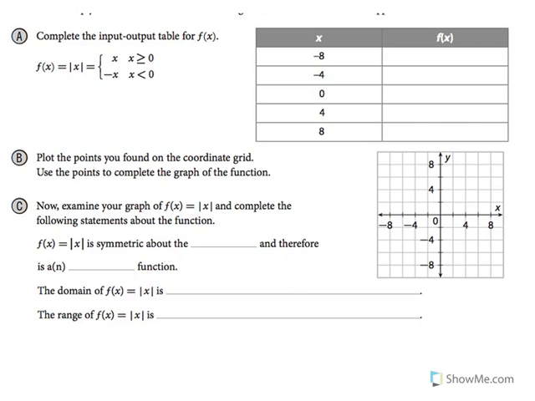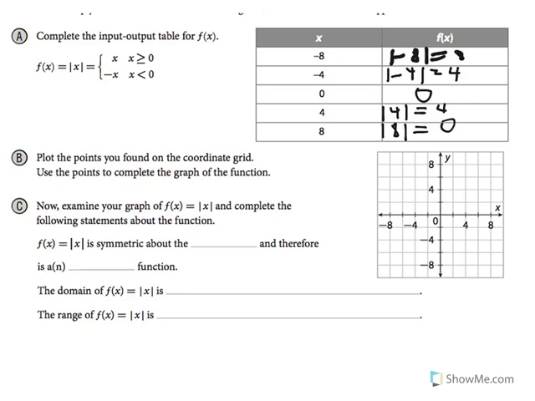Complete the input-output table for x. So when x is -8, the absolute value of -8 is 8. For the absolute value of -4, the answer is 4. For 0, it is 0. The absolute value of 4 is 4. The absolute value of 8 is 8. So now we can graph.